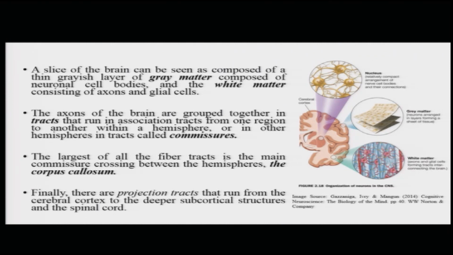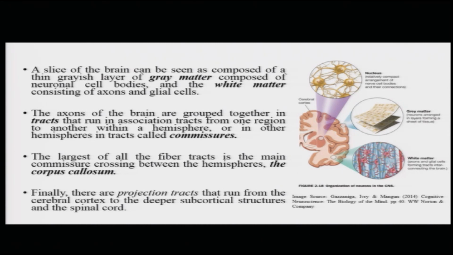First is the grey matter. The grey matter is composed of the cell bodies of neurons, and then there is this white matter which is composed of axons and glial cells. So axons is where basically the communication is happening, whereas the cell bodies are in the slightly upper grey matter portion.